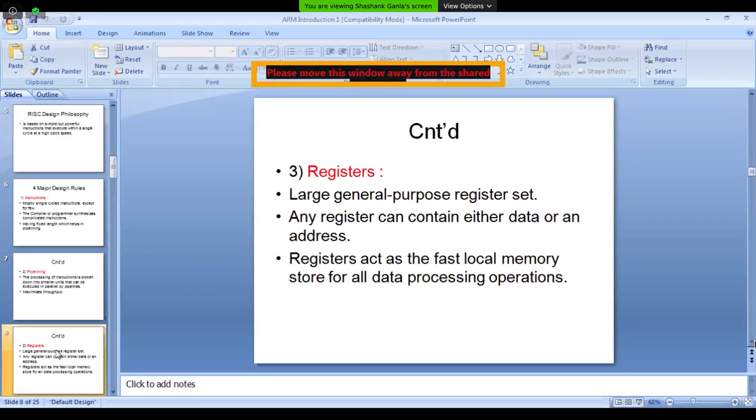Like in 8051, we have add accumulator comma address location, subtract accumulator comma address location, increment address location, decrement address location. We have instructions which deal with addresses or memory as operands, but RISC architecture does not encourage memory or address as operands. RISC architectures will encourage only registers as their operands.